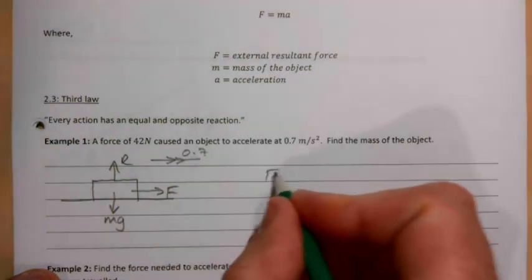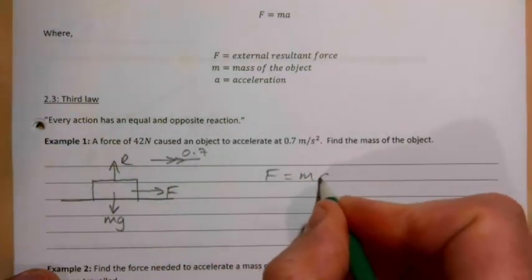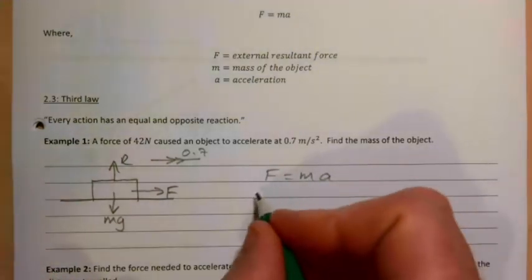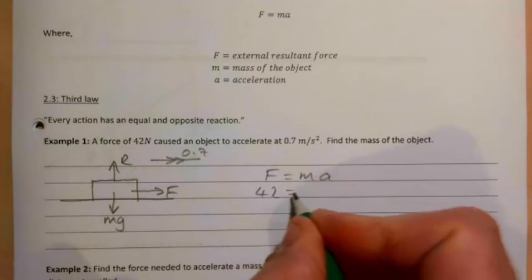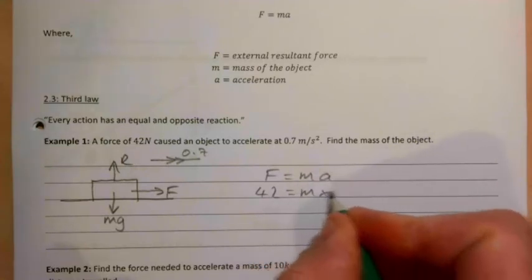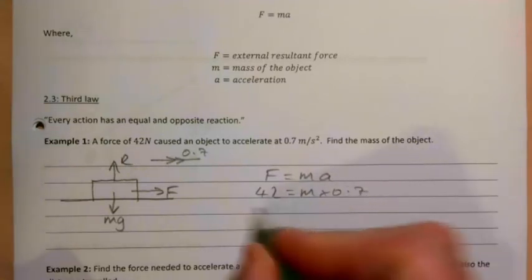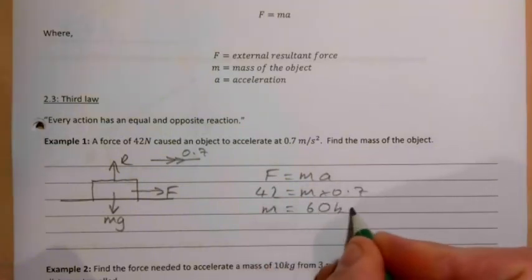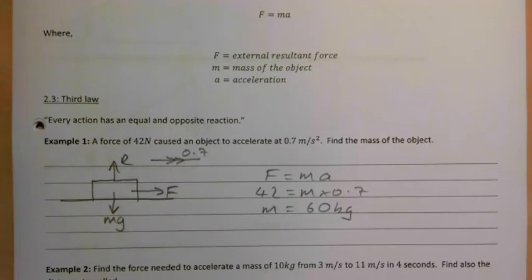So we would use F equals ma. The calculation is very straightforward, to be honest. 42 equals mass times 0.7, and that means the mass must be 60 kilograms.